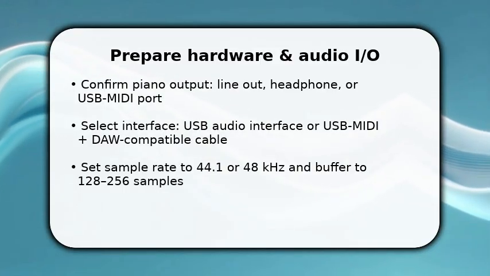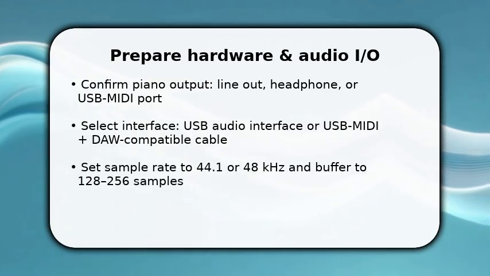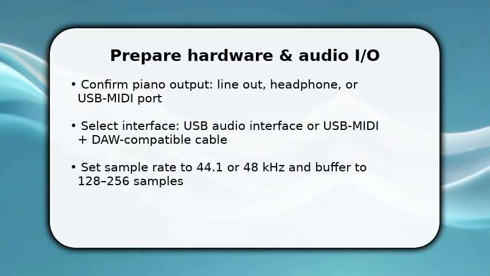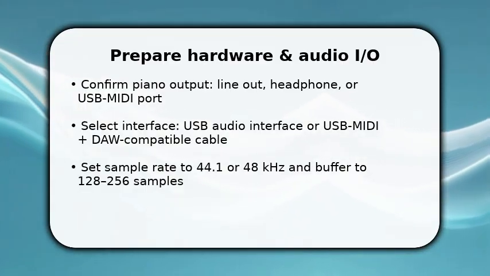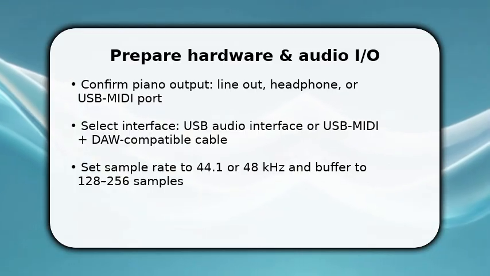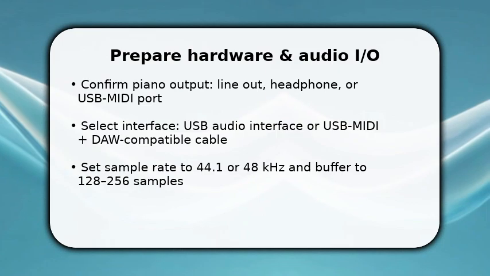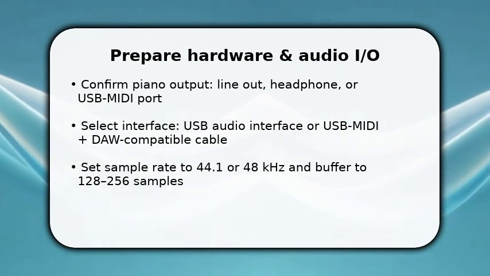You need to choose the interface in GarageBand's audio/MIDI preferences so the app receives audio and MIDI. Make sure the project sample rate matches the interface, typically 44.1 or 48 kHz. This prevents latency and audio drift as you record.